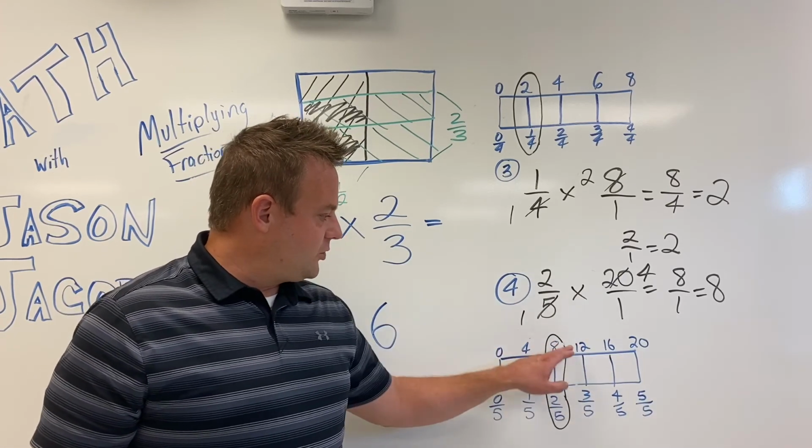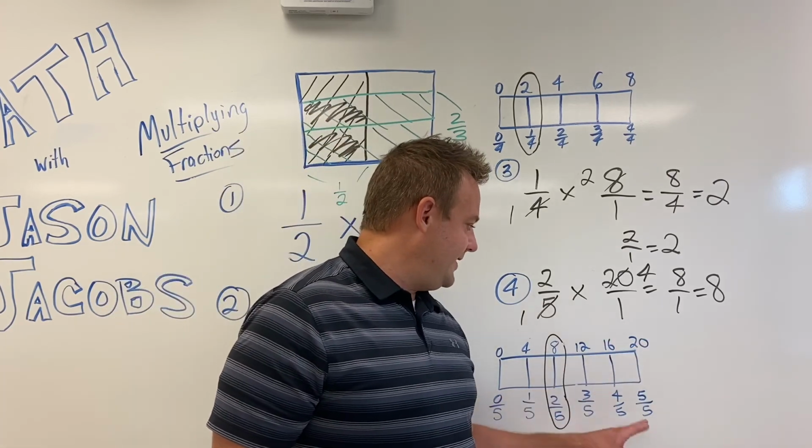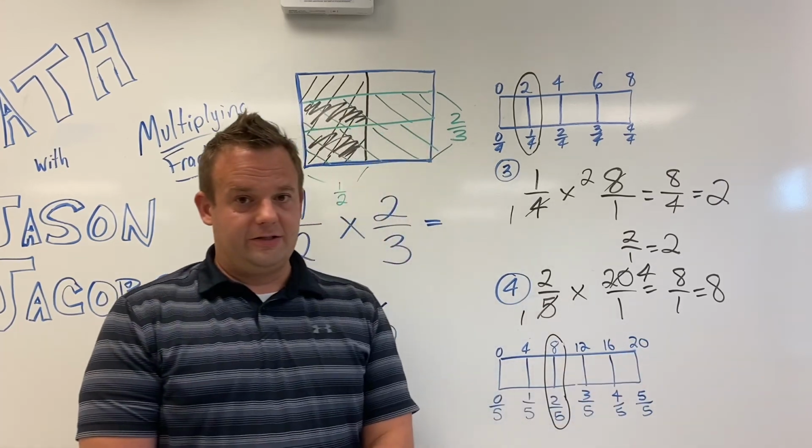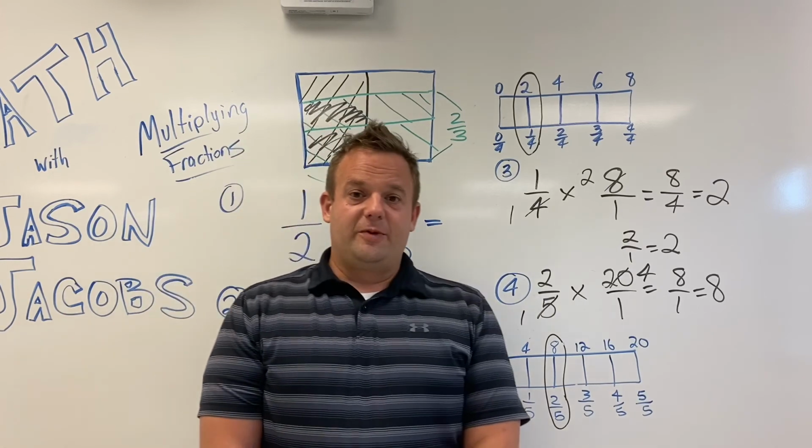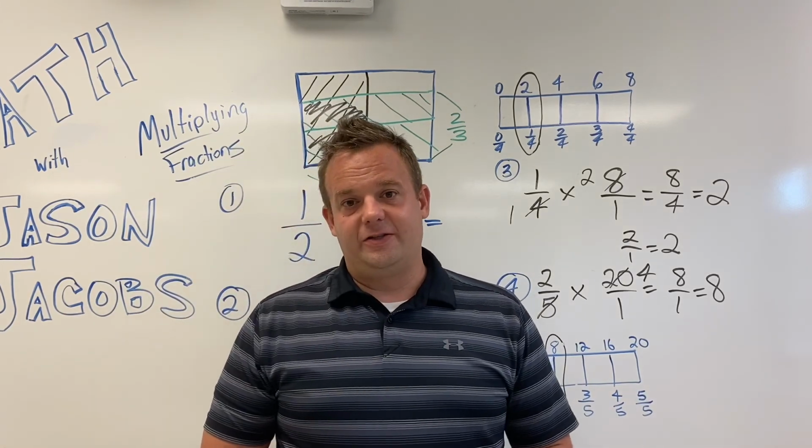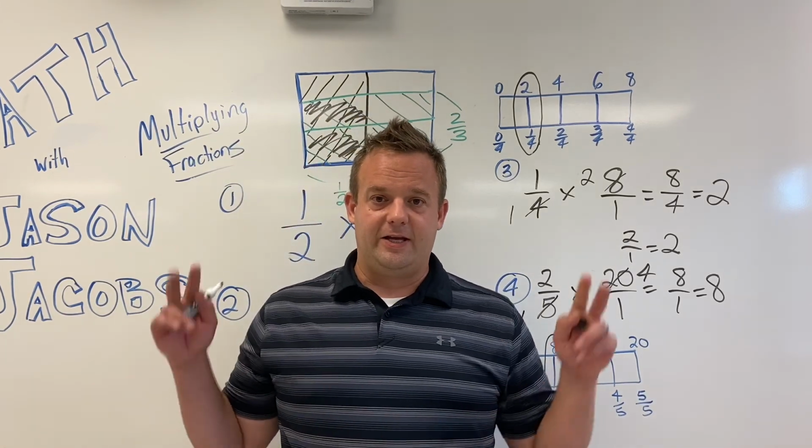3/5 of 20 is 12. 4/5 of 20 is 16. And 5/5 of 20 is 20. So I hope this helps you with multiplying fractions using the standard algorithm and the new math models.